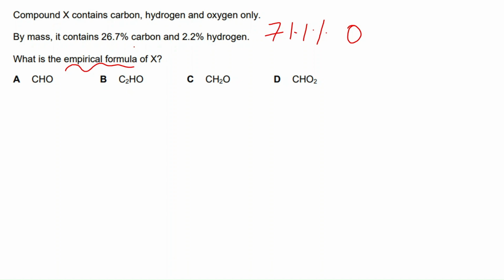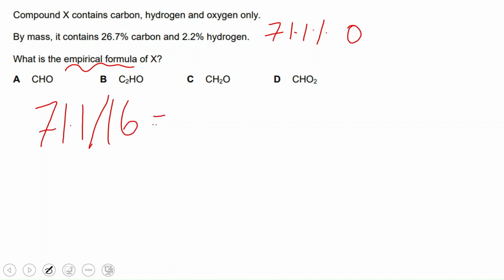So over here, let's assume that the mass of compound X is 100 grams, which means that the percentage is the same as the mass in grams. So if it's 100 grams of X, that means that there is 26.7 grams of carbon, 2.2 grams of hydrogen, and 71.1 grams of oxygen. Now we have to find the moles of each of these elements. So 71.1 grams of oxygen means that the moles is 71.1 divided by 16, which is going to be, put that in your calculator, 71.1 divided by 16 is 4.4.